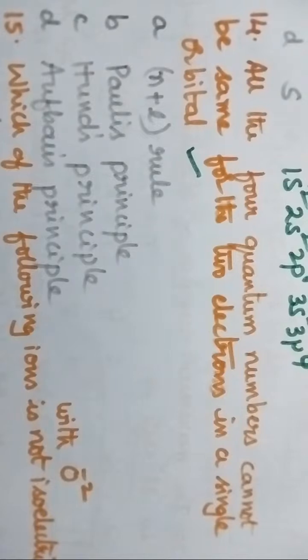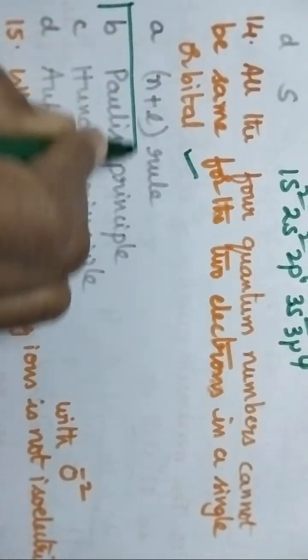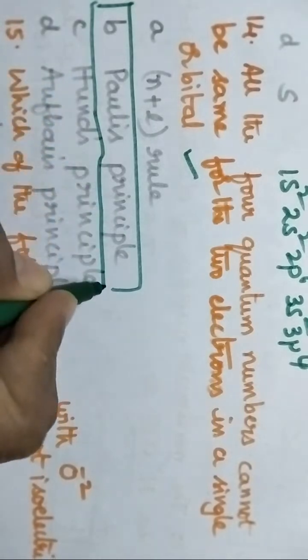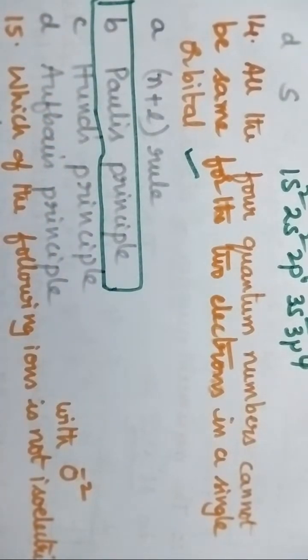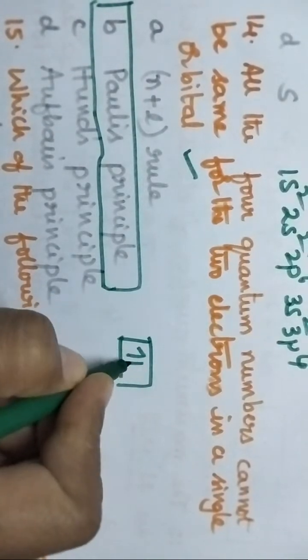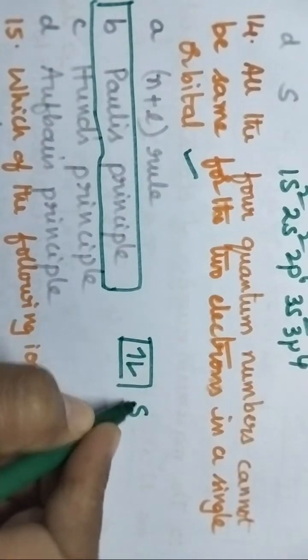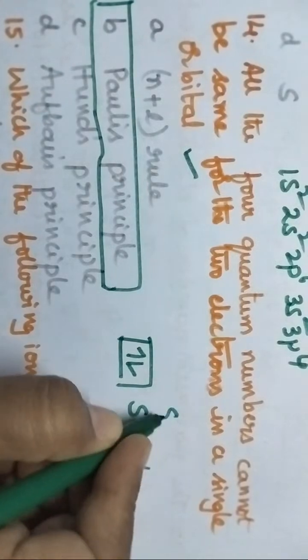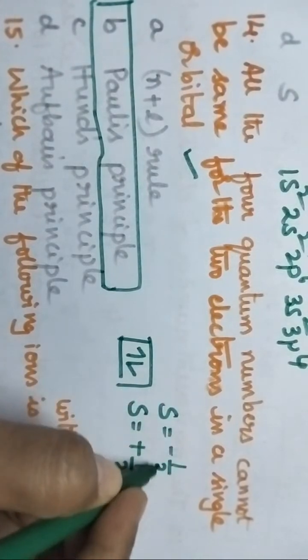Mahendra, very good. According to Pauli's exclusion principle, no 2 electrons in an atom can have the same values for all 4 quantum numbers, especially the 2 electrons present in the same orbital. They differ by the spin quantum number value. One will have plus half and the other electron will have minus half.